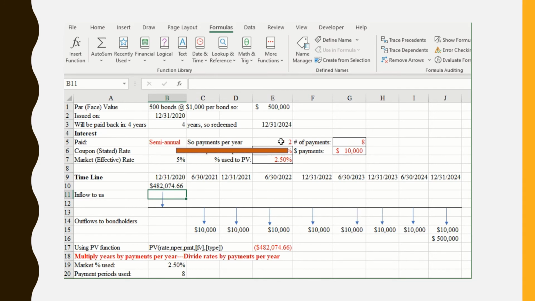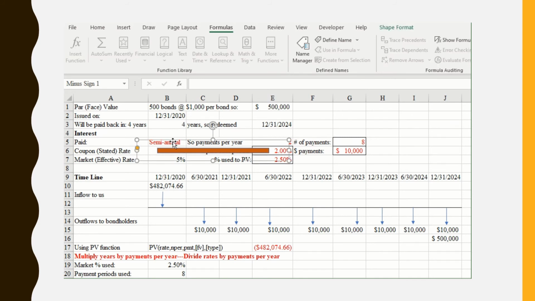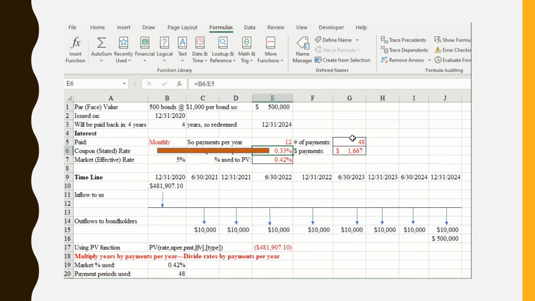The nice thing about how I set this up is I actually can change all sorts of factors and still make it work for me. Scoot this over a little bit so you see what happens. So if I wanted to make it monthly, for example, that would mean I had 12 payments per year. So that would be a total of 48. Remember, you multiply 8 times 12 is 48. And then I divide by 12: my 5% rate divided by 12, to get my number of payments.